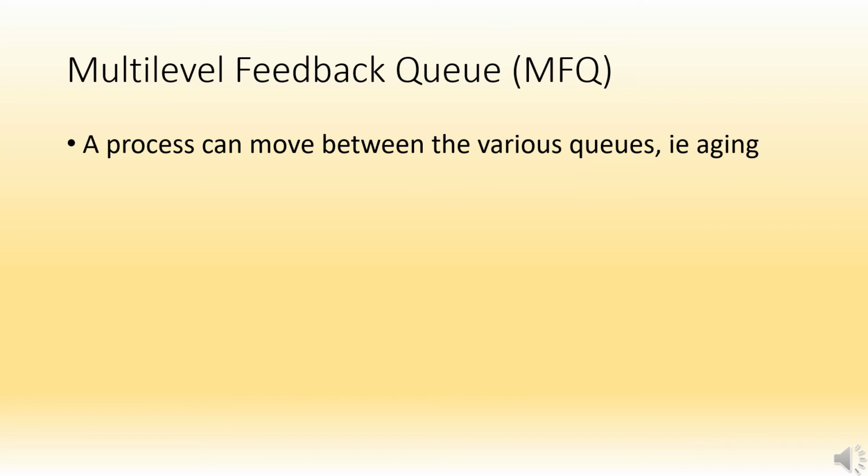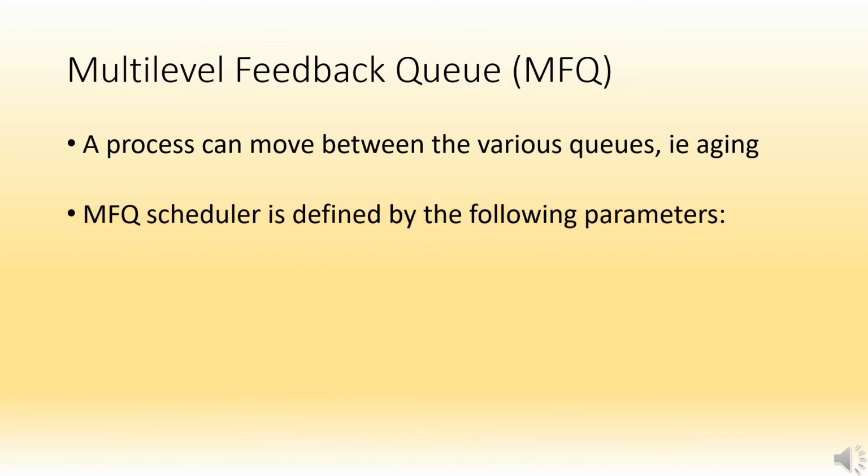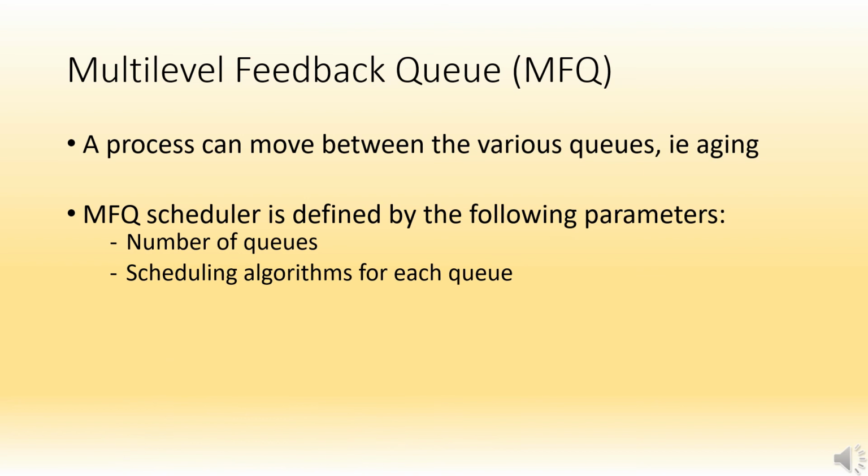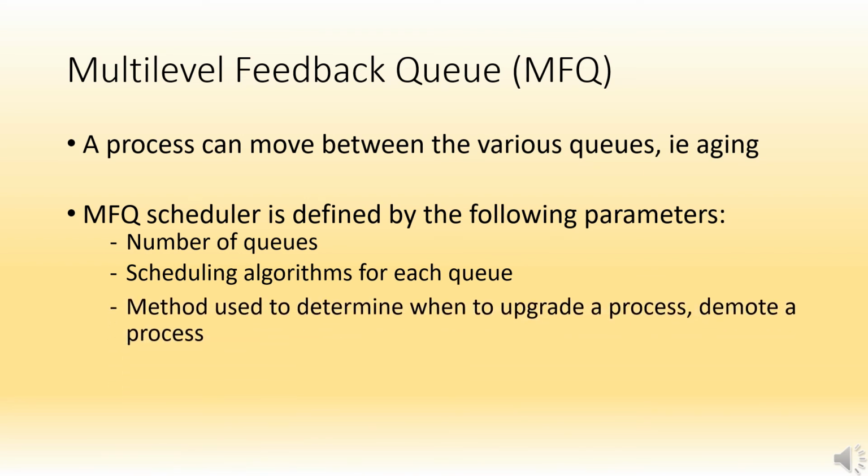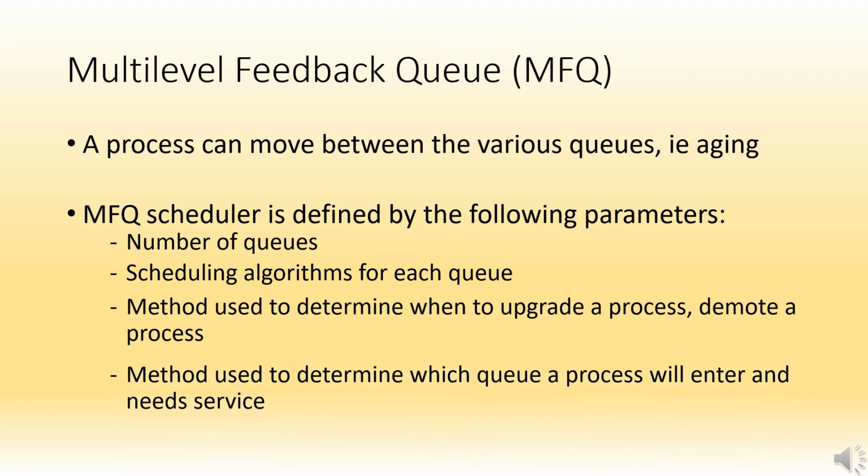In multilevel feedback queue, a process can move between the various queues with the applied de-aging method. The multilevel feedback queue schedule is defined by a few parameters, such as the number of queues, the scheduling algorithms for each queue, the method used to determine when to upgrade or demote a process, and the method used to determine which queue a process will enter when it needs service.